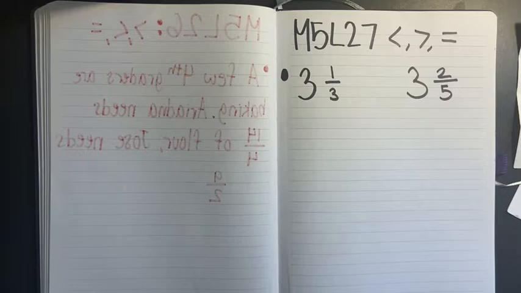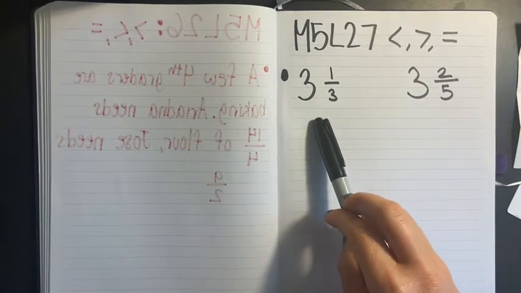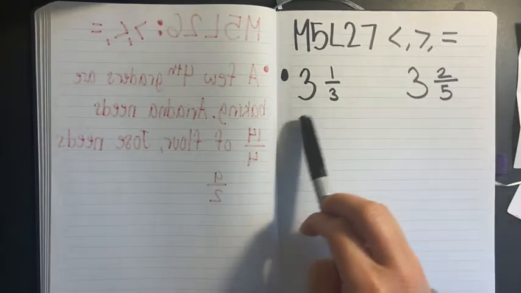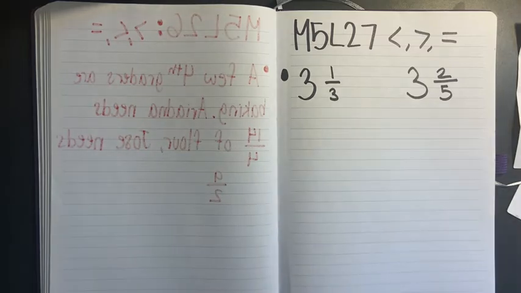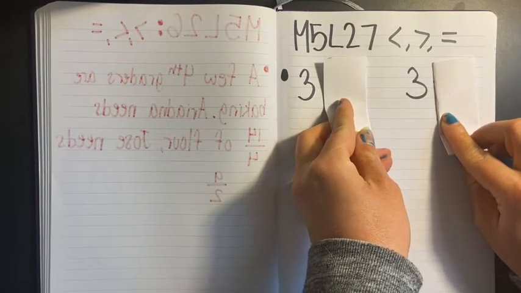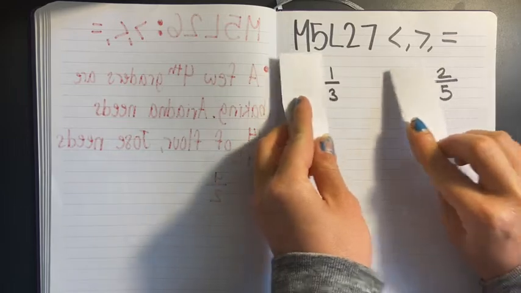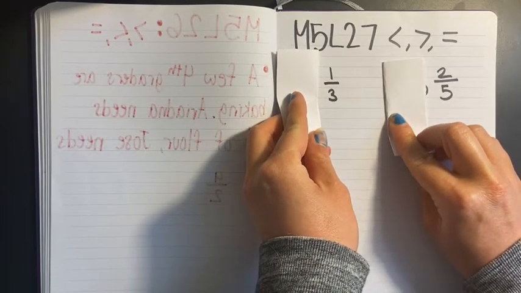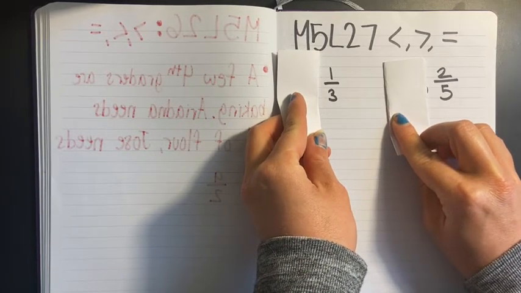We're first going to start with the area model. I want you to copy these 2 mixed numbers down, 3 1/3, and we are going to be comparing that with 3 2/5. 3 1/3 and 3 2/5. As we notice, these 2 fractions have the same whole number of 3. 3 and 3. So what we want to be comparing today is the 1/3 with the 2/5.